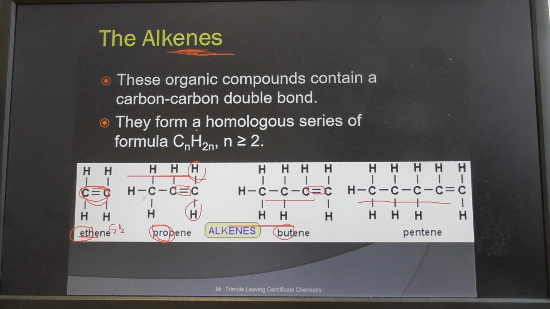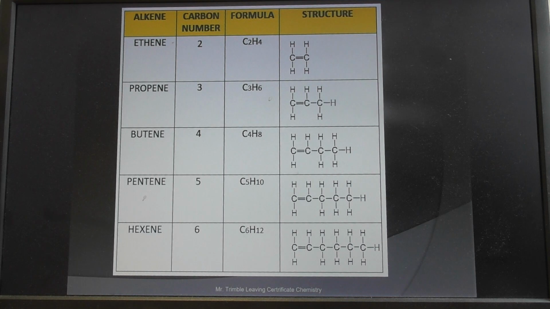The other thing is the formula. The homologous series of alkenes has the general formula CnH2n. So for every carbon, with 2 carbons as the minimum, there'll be 2 times 2, which is 4, and that's how you get C2H4 down here. And the next, there are some more members, ethene.